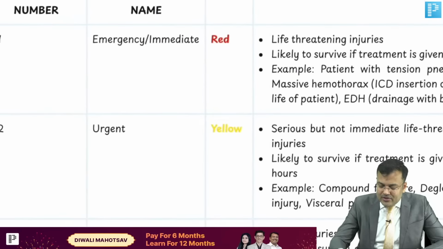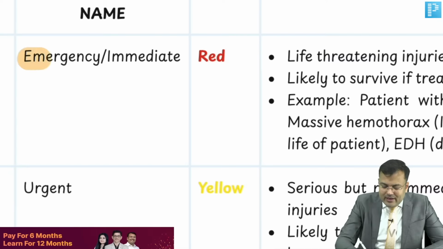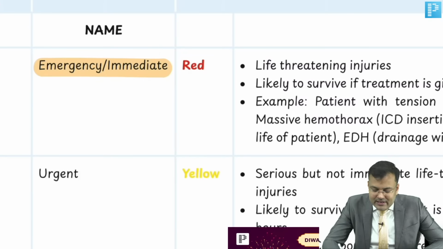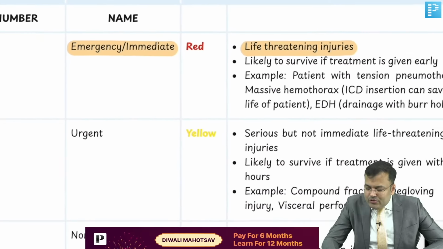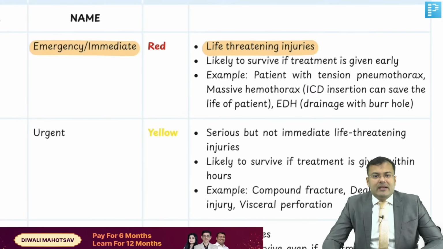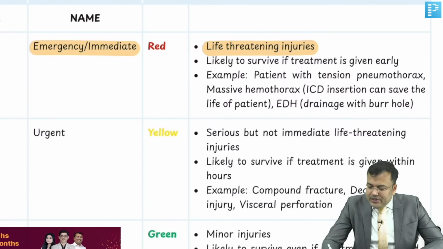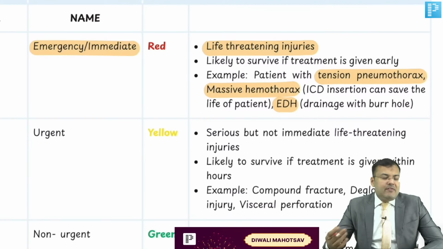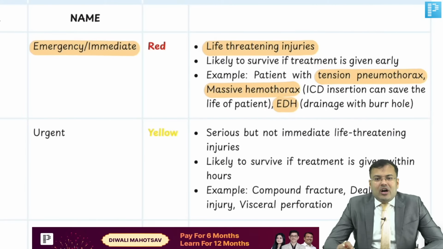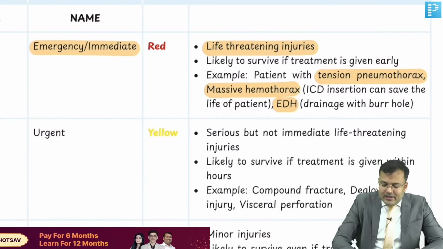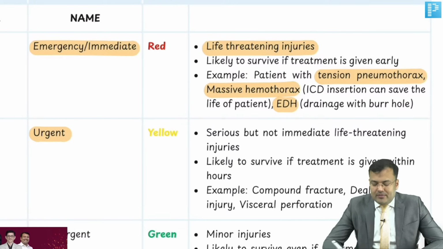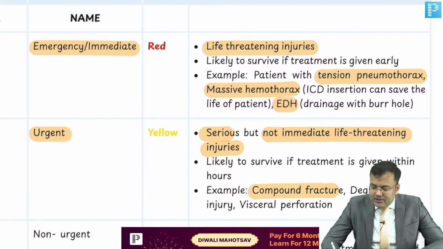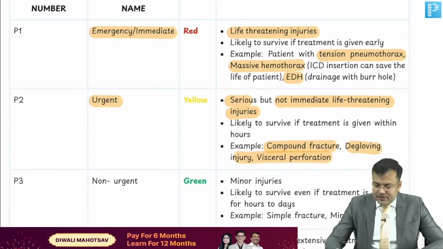Let us discuss triage. Guys, red. Red means emergency or immediate care should be provided. Why? Because this patient is having life threatening injuries. Patient is likely to survive if treatment is given early. Classical example you have to remember what? Patients who are having tension pneumothorax, massive hemothorax or EDH. So, the patient can survive if we perform ICD or we drain it by burr hole for EDH. Yellow means urgent care. Here the patient is serious but not immediately life threatening, with injuries like compound fracture, degloving injury, visceral perforations.